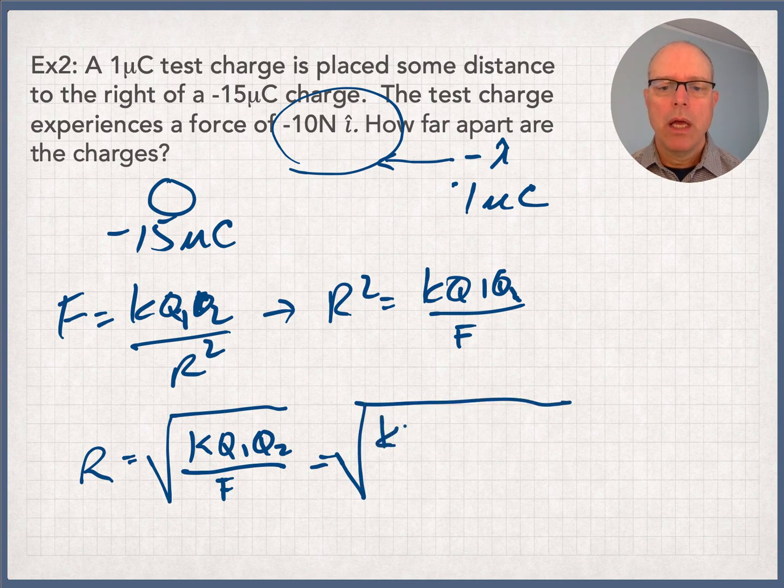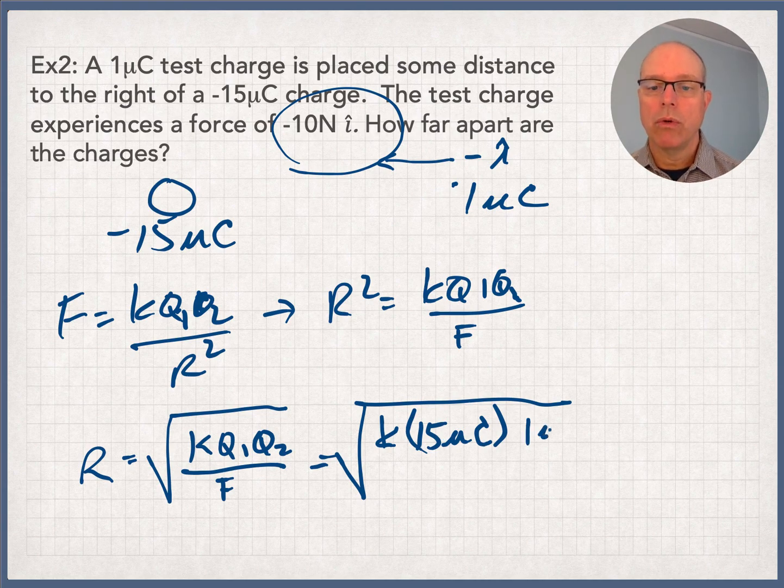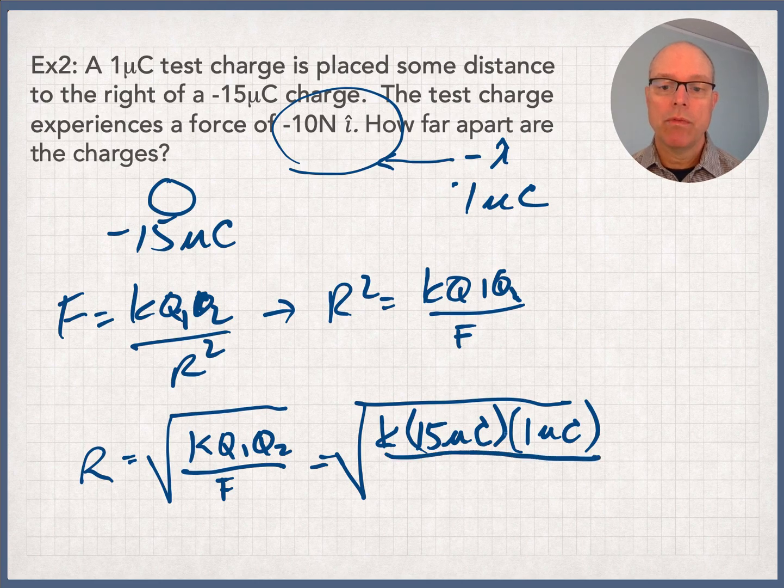And here's what I was saying about the metric prefixes. I'm okay if you want to write down k and just write it as k, that's fine. Q1, I never write minuses. There's no point. 15 microcoulombs, 1 microcoulomb. Just make me a promise, and that is that you know what those micros stand for and you use them. And then the force is 10 newtons.